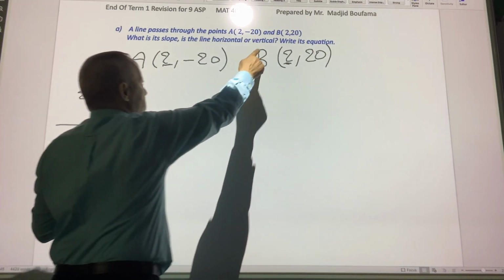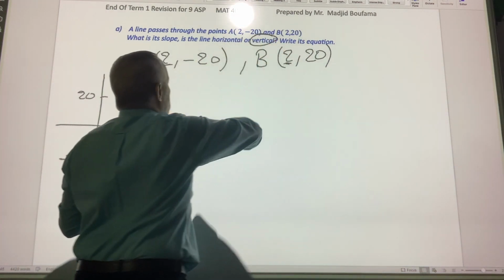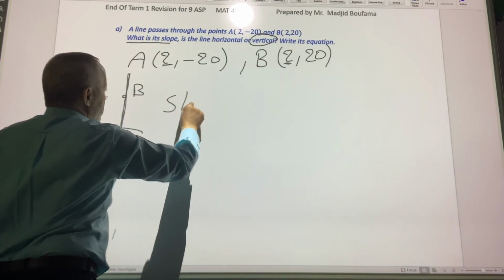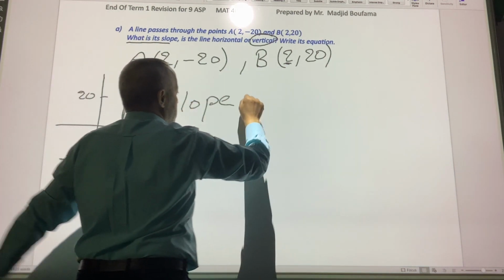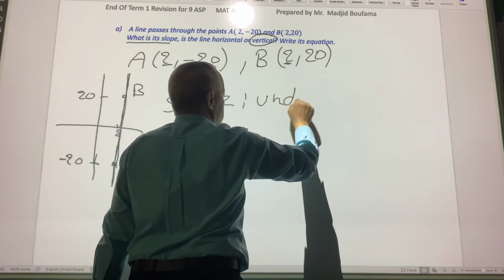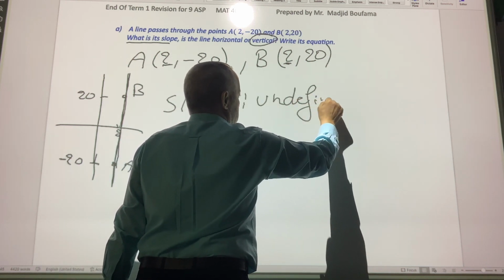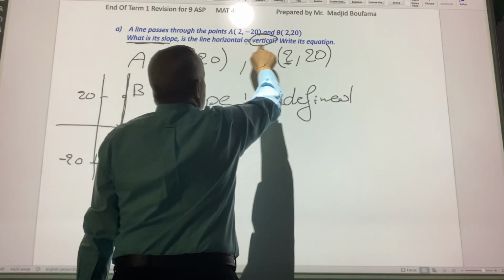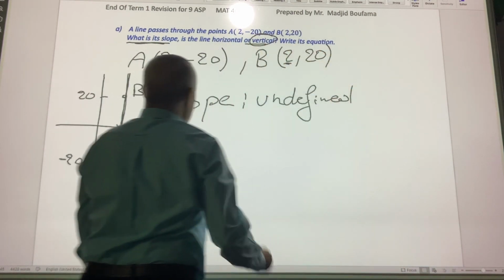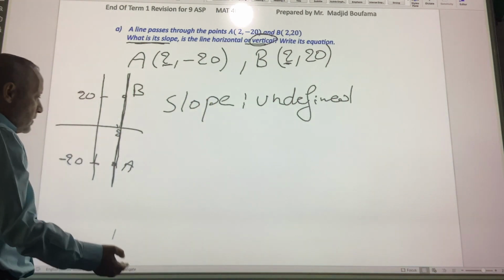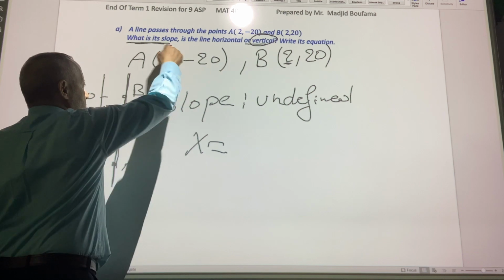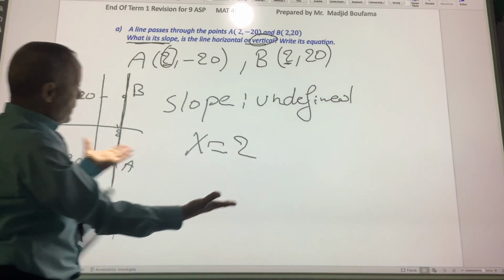Vertical, so I'm answering this part. It's vertical. What is the slope of a vertical line? Undefined. So we answered this part: slope undefined, vertical. Write the equation. A vertical line is always x equals whatever you have here. 2. And we are done.